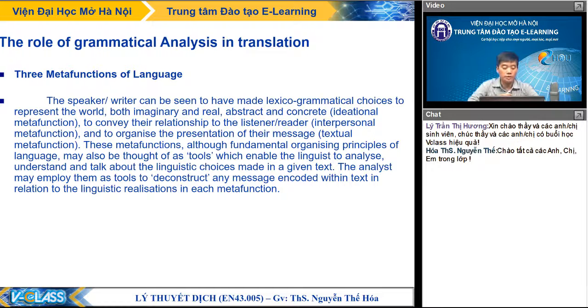The speaker or the writer can be seen to have made lexicogrammatical choices to represent the world, both imaginary and real, abstract and concrete. We have ideas in a metafunction. And next, we have to convey the relationship to the listeners and the readers. That is called interpersonal. And we have to organize the presentation of the message. So it is called textual metafunction. So I repeat, we have to represent the imaginary and the real, the abstract and the concrete.